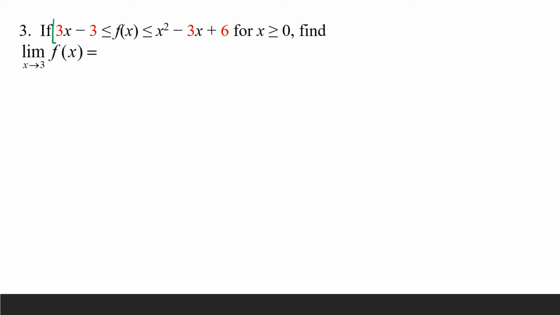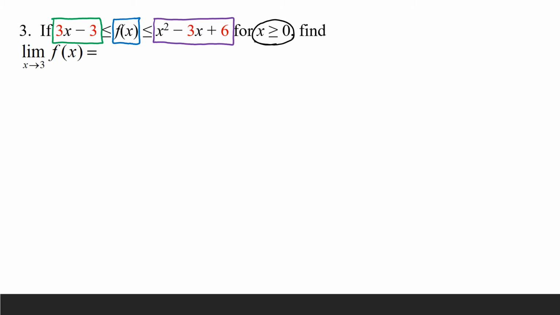So our lower function is this 3x minus 3, which is less than or equal to this middle function, an unknown f of x, which is less than or equal to this upper function, the x squared minus 3x plus 6. And this relationship is true for x greater than or equal to 0. And since a, this number that x is approaching, is greater than or equal to 0, that means that we have f of x is less than or equal to g of x is less than or equal to h of x, that first part of the definition that we need for squeeze theorem.